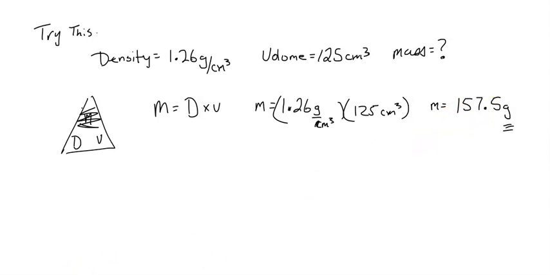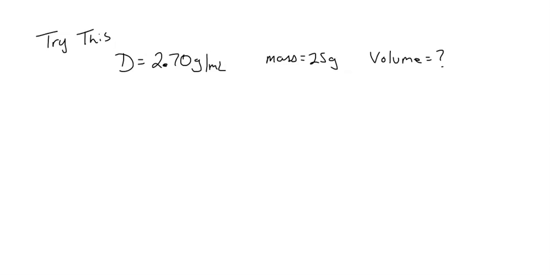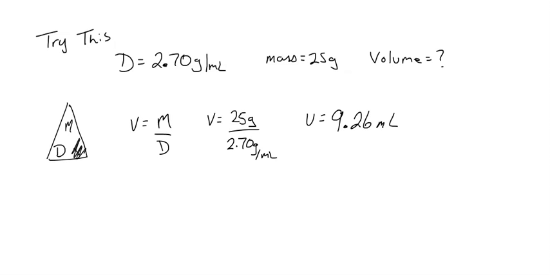Let's try one more. Okay, in this question, you have a density of 2.70 grams per milliliter, a mass of 25 grams, and you're looking for the volume. Okay, so pause the video at this point, pause it now, and see how you do. Okay, so using your triangle, you should have found volume is mass divided by density. Volume, therefore, 25 divided by 2.7, which means the volume is 9.26.